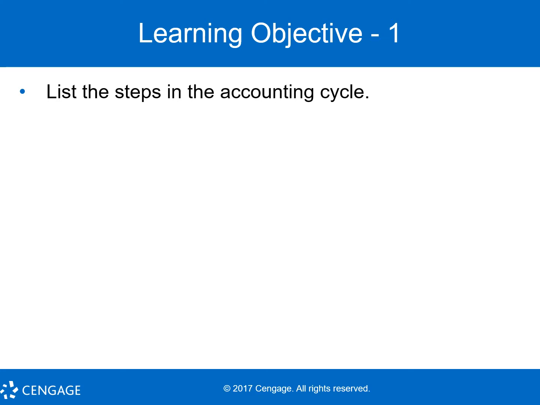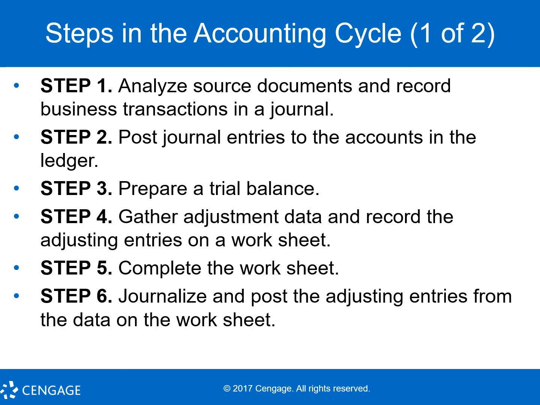We're just going to go through what that process is because you're hitting the end of that process now. So step 1 is analyzing source documents and recording business transactions in a journal. Step 2, then we post our journal entries to the accounts in the ledgers. Step 1 deals with putting those entries in our journal, making that official form. And then we're going to post those entries from the journal into our accounts in the ledger.